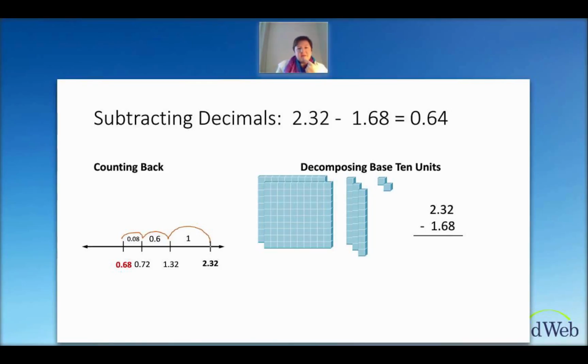So now if I think about decimals, I can do a similar sort of thing. I can count back. Same strategies will work. 2 and 32 hundredths, take away 1 and 68 hundredths, equals 64 hundredths. 2 and 32 hundredths, take away 1. That gets me to 1 and 32 hundredths. 1 and 32 hundredths, take away 6 tenths.